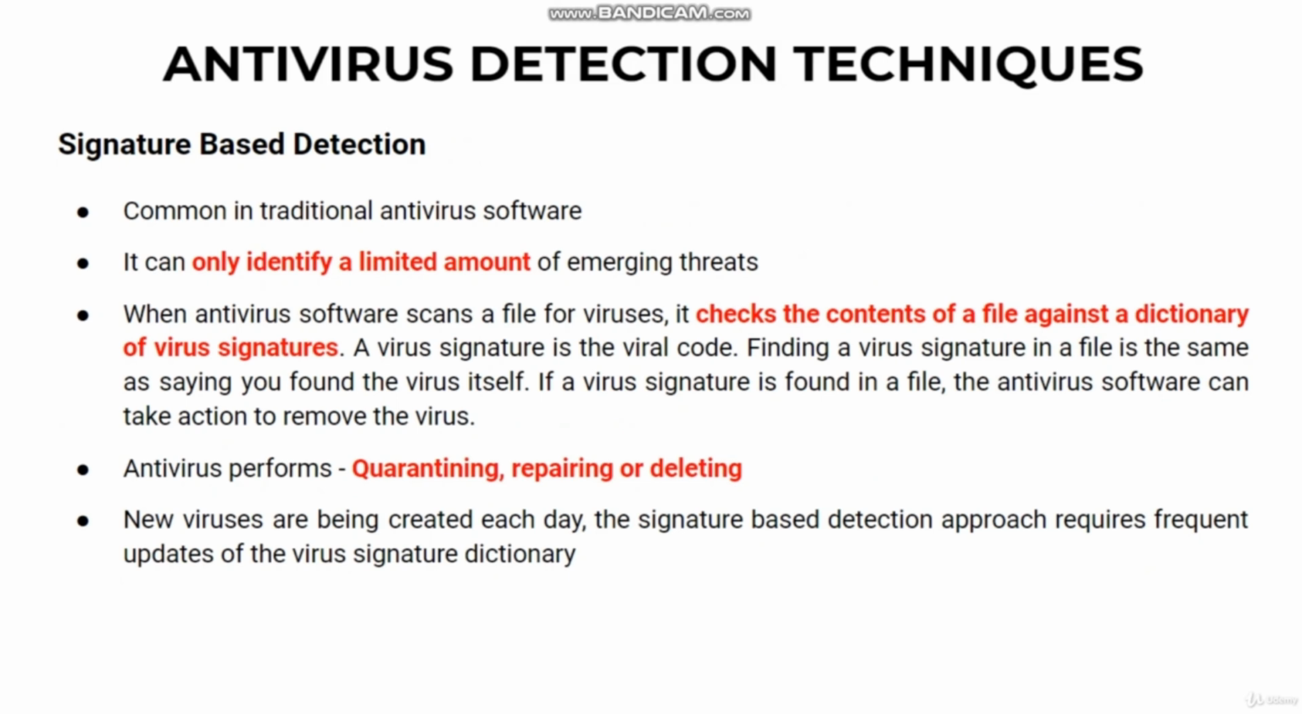Antivirus software will usually perform one or more of the following actions: quarantining, repairing, or deleting. Quarantining a file will make it inaccessible and is usually the first action antivirus software will take if a malicious file is found. Encrypting the file is a good quarantine technique because it renders the file useless.